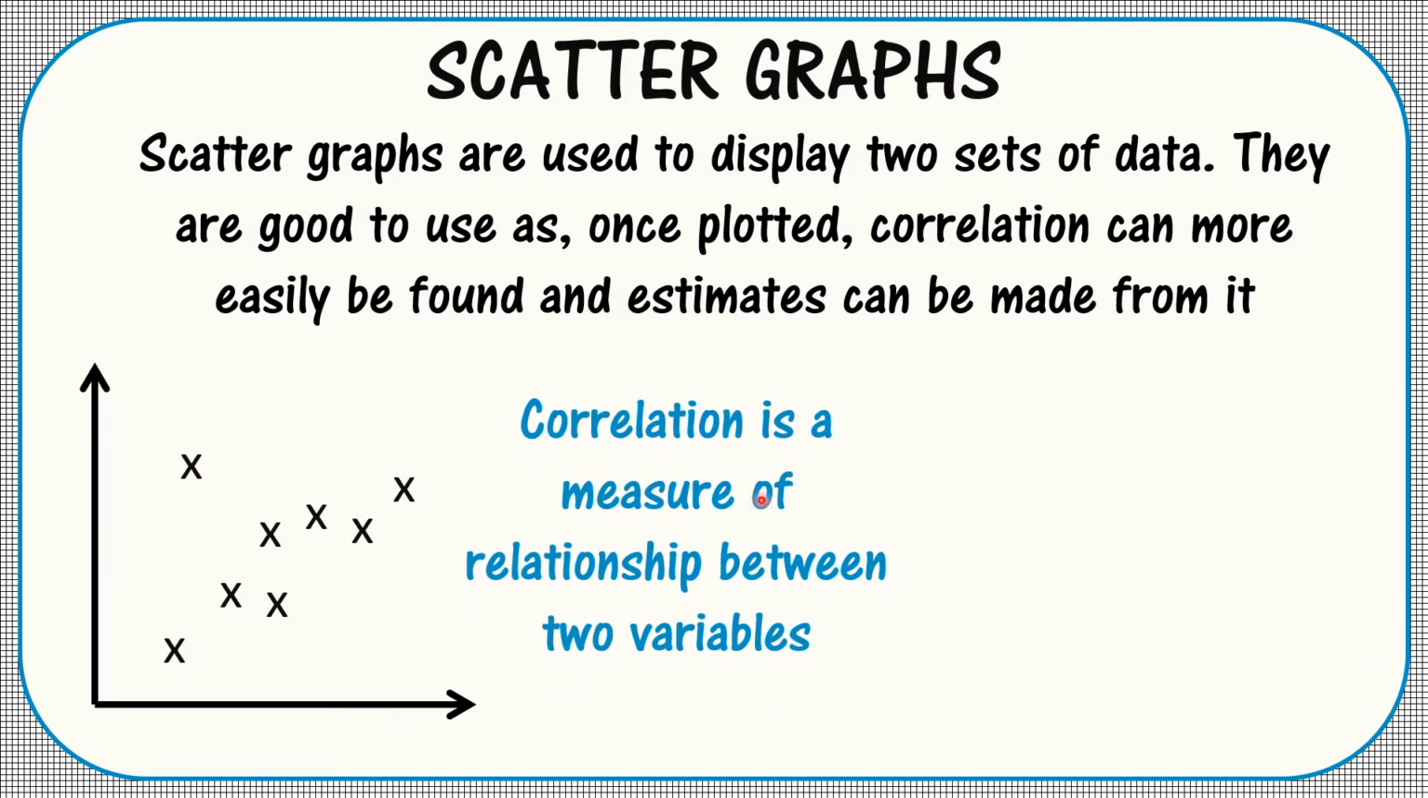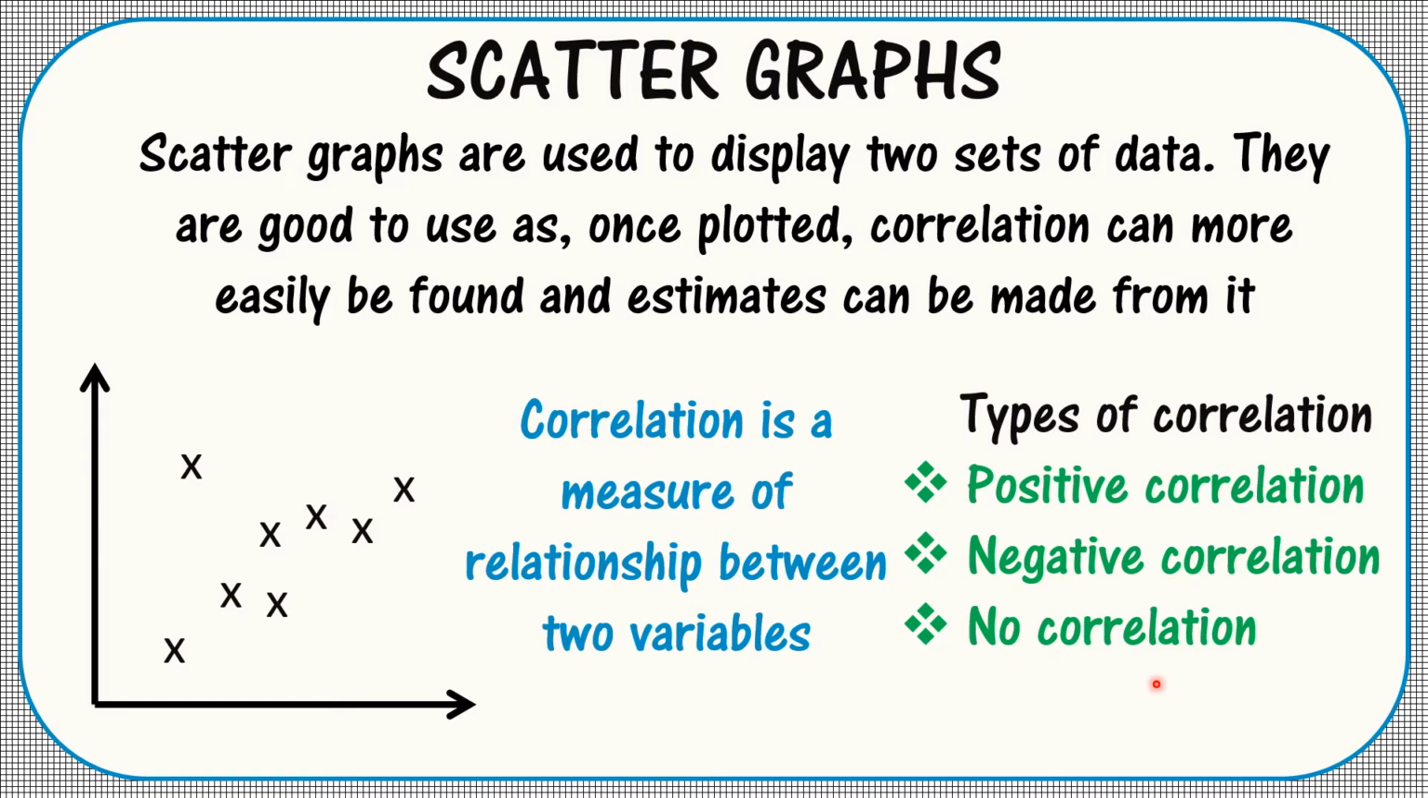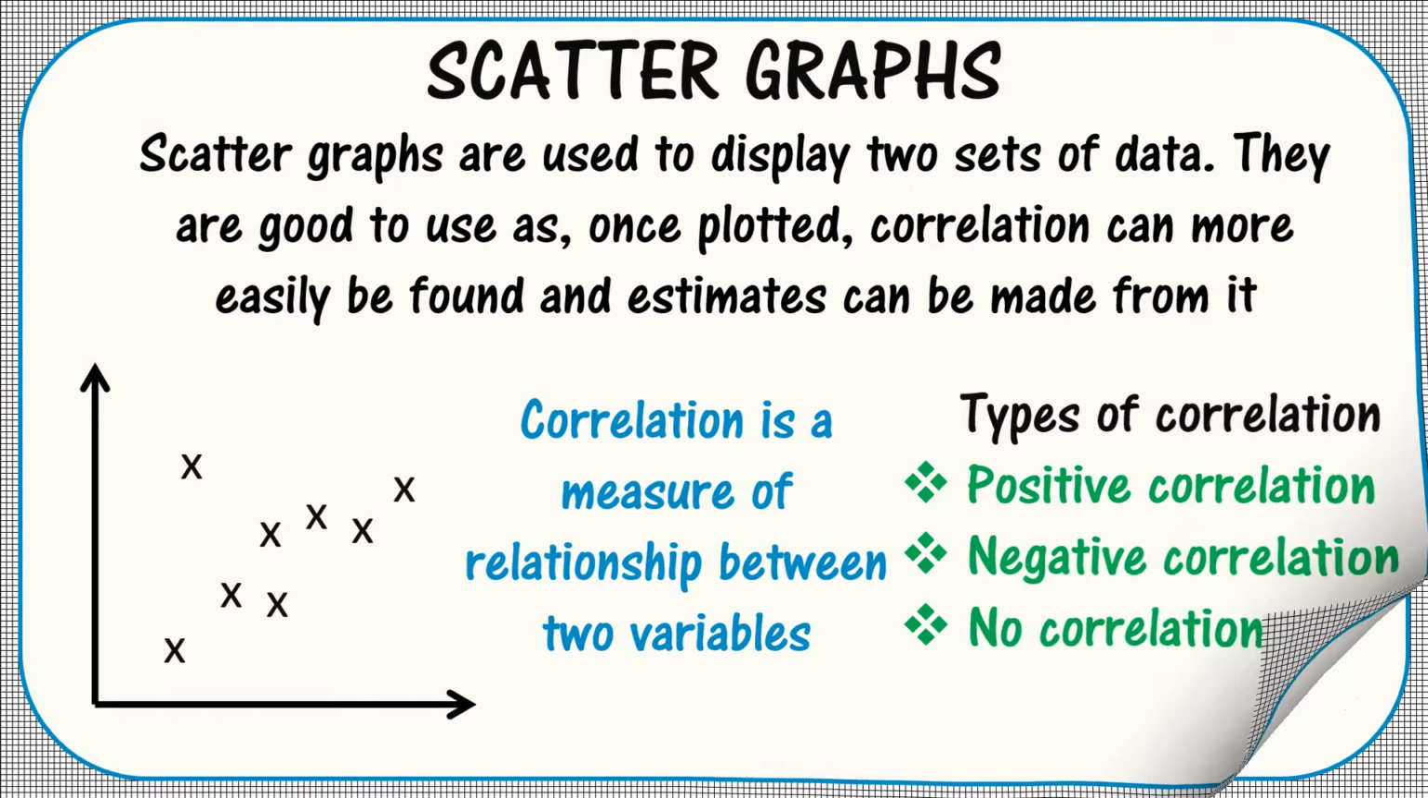Correlation is a measure of a relationship between two variables. So you'll have two sets of data and we can use correlation to measure the relationship between them. The types of correlation that we need to know are positive correlation, negative correlation, and no correlation. Over the next few slides, I'll go through each one of these in detail.